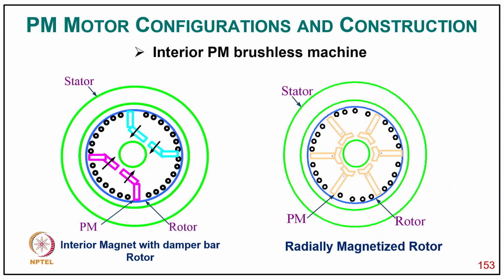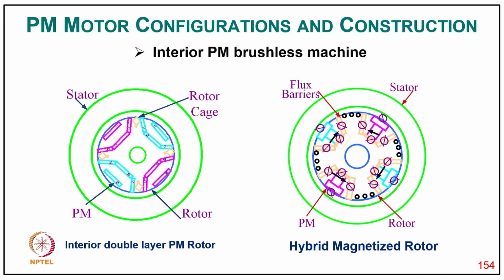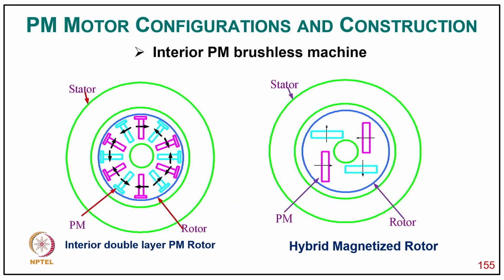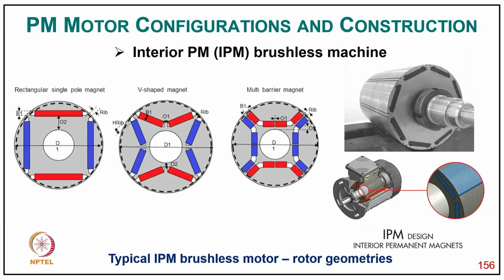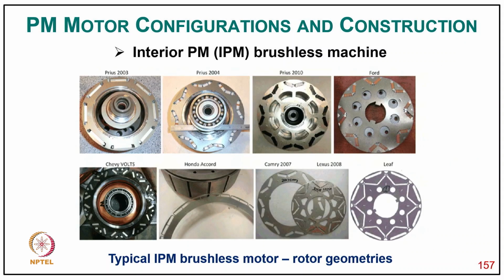Then the interior magnet with damper bar, which you can call a line start motor, and then the radial magnetized motor, the interior double layer magnet, and the hybrid magnetized rotor. Then the typical interior permanent magnet brushless motor rotor geometry, how it looks, with a photograph showing the magnet geometry here. And then the typical interior permanent magnet brushless motor rotor geometry for different kinds of electric vehicles, from the Prius 2003 to the Prius 2010, Ford, Chevrolet, Honda Accord, then Camry and the Nissan Leaf.